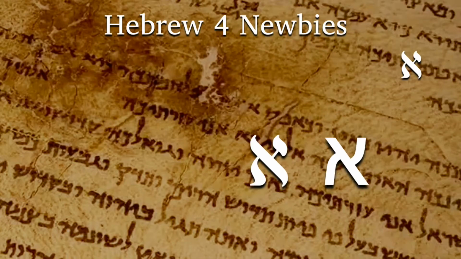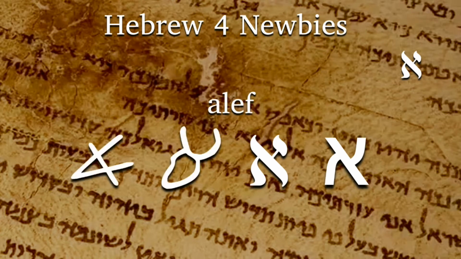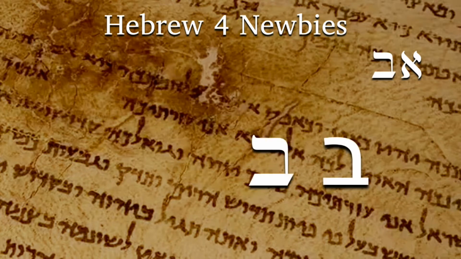So we have the letter Aleph, which is what it looks like in your Hebrew Bible. Remember, it was a picture of an ox representing strength and leader, strong. It's a silent letter and doesn't make a sound. Then we had the letter Bet.